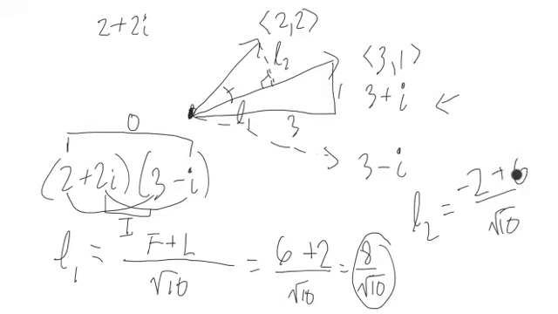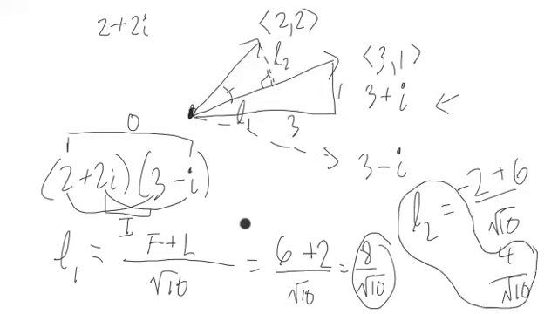So notice that L2 would simply be 4 over root 10. So we get L2 is equal to 4 over root 10, and L1 is equal to 8 over root 10 in this picture. So we're able to find those component lengths simply by using complex multiplication.